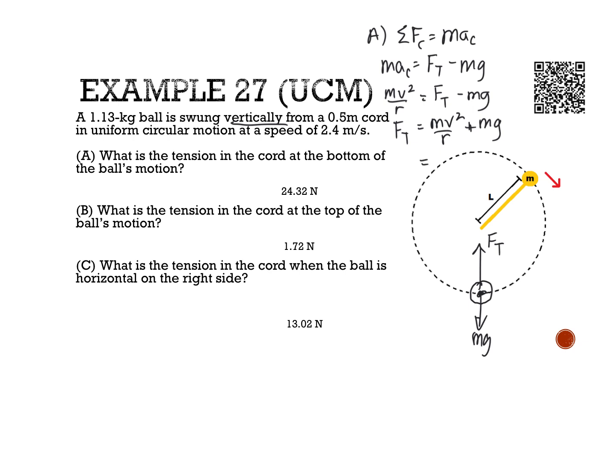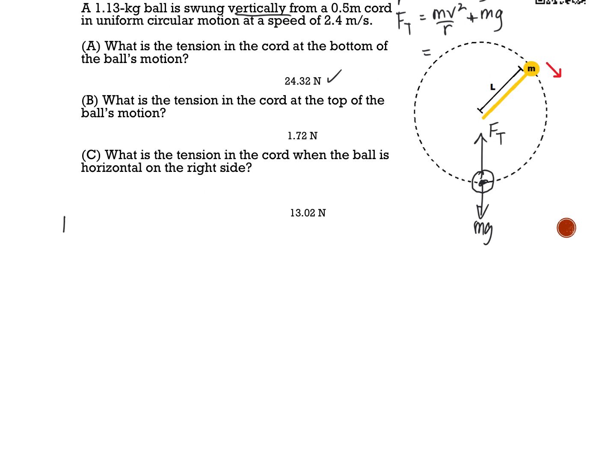I'm not even going to plug in. You can plug all the values in. If we plug all the values in there, we do end up with 24.32. So let's look at B. Tension in the cord at the top of the ball's motion.